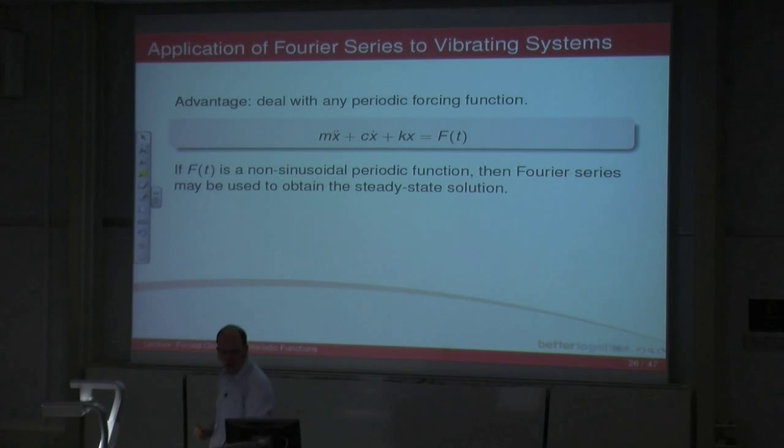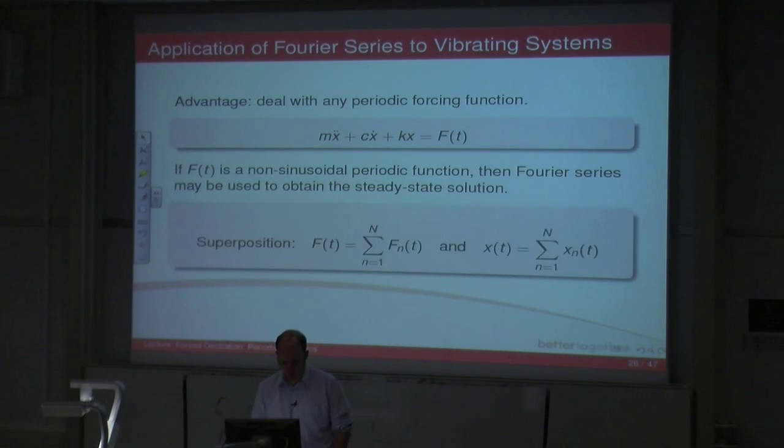Now, if f of t is a non-sinusoidal periodic function, then you can use Fourier series to obtain the steady state solution. So here we're looking for the x_p bit. We're not worrying about what's happening with the transients to start with. We're looking at what happens as time goes to infinity. So the steady state solution. So the particular integral bit is what we're interested in here.